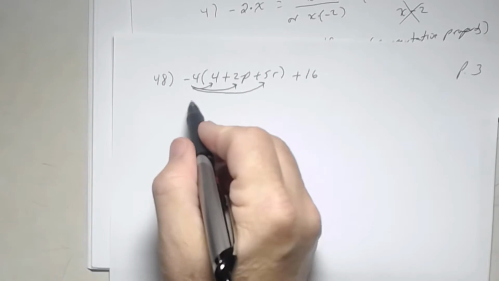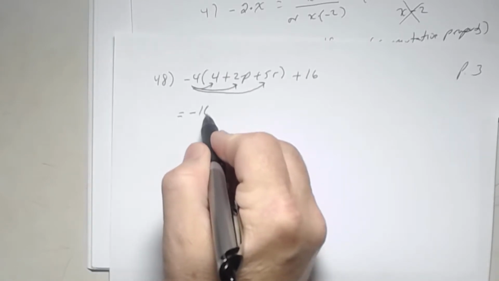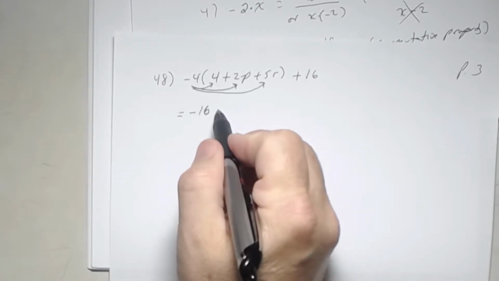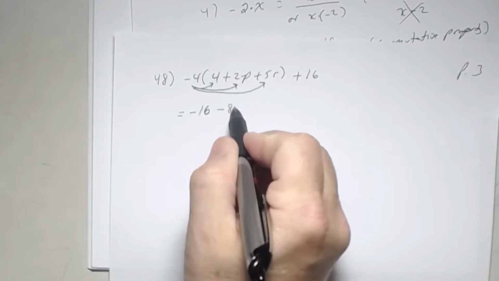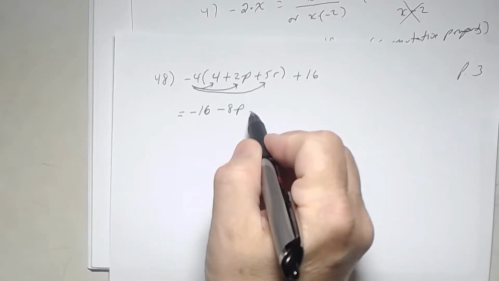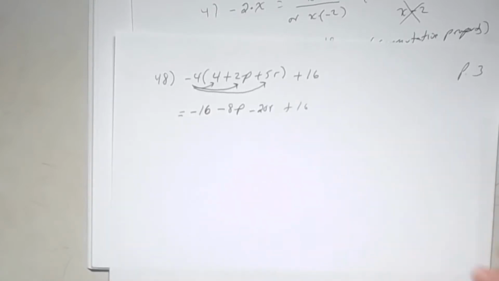Okay, so let's work on this. What's negative 4 times 4? Negative 16, right? Okay. What's negative 4 times a positive 2p? Negative 8p. What's a negative 4 times a positive 5r? Negative 20r, and then plus 16. Just write it down, correct?